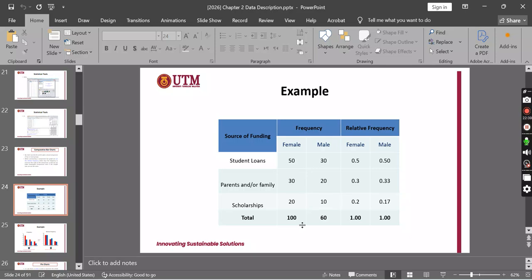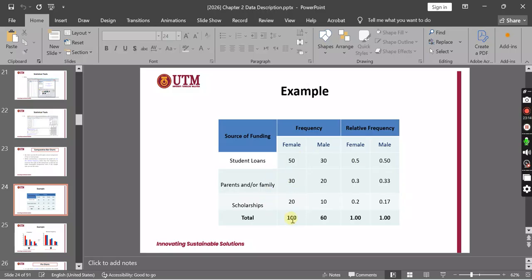How many categories do we have? We have three categories. Maybe the student has a scholarship, maybe her or his family pays for them, or maybe student loans, and it's up to the data set that we have. So here we have this form. Now if you want to find the relative frequency for each of female and male, for female we have 50 divided by 100, which is equal to 0.5.